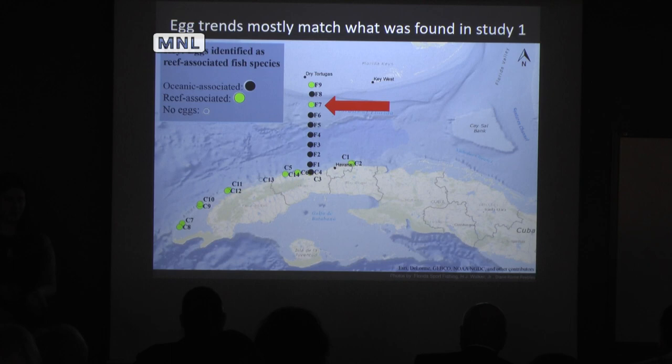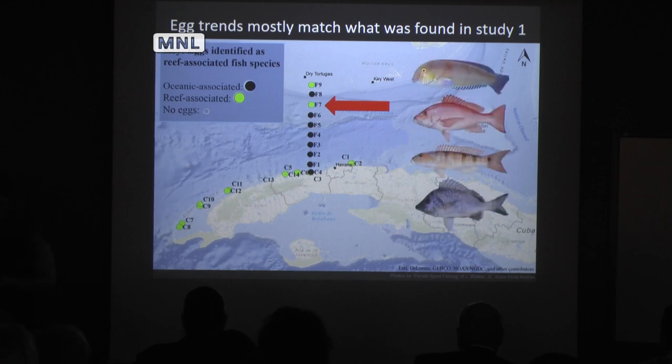Something stood out to me here. There was a green circle further off the continental shelf than we had expected. And so in this particular station, we saw eggs of early razorfish, snapper, sand perch, and grunt. And so these are typically found on the continental shelf. So that kind of stood out to us. We were wondering what was going on.